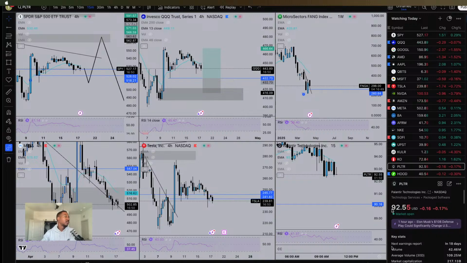Nvidia looking bearish. Yeah, I had to close out the call I had earlier. Should have took profit on that sooner.